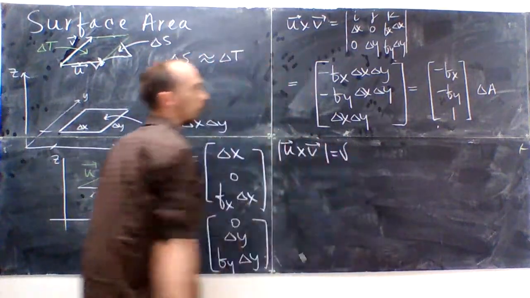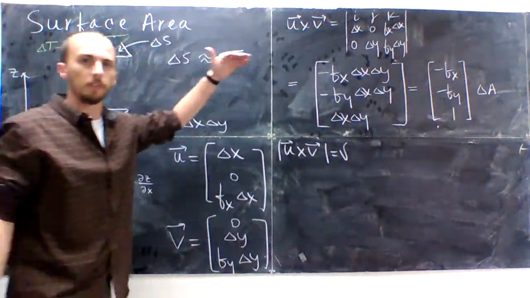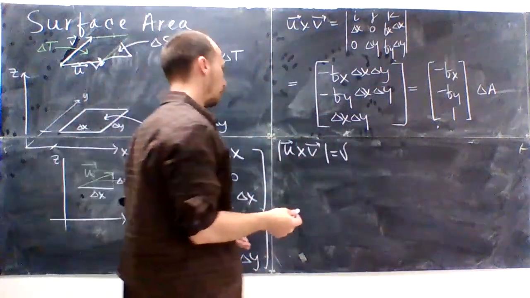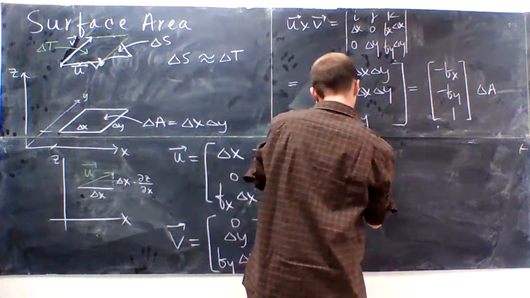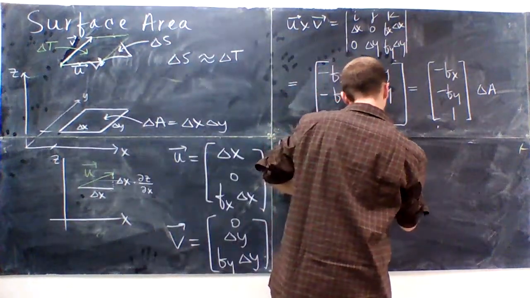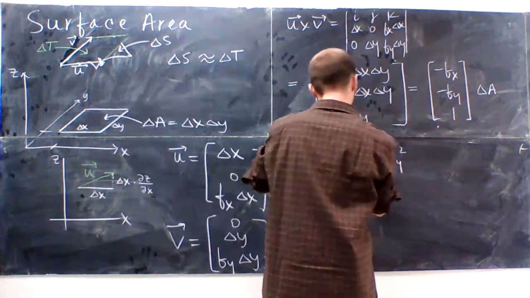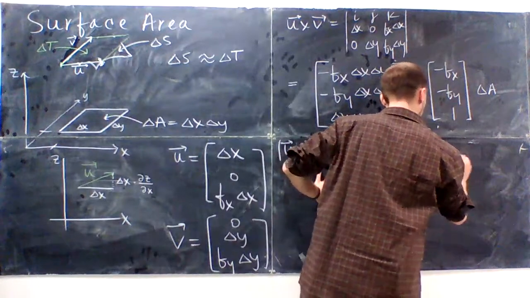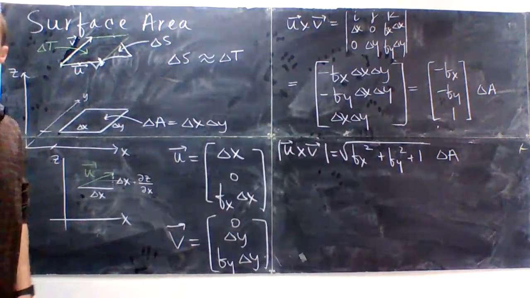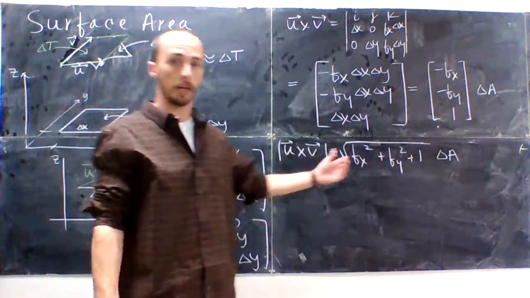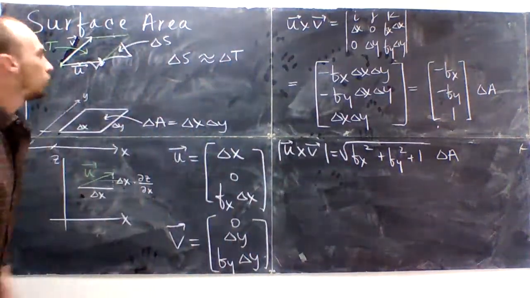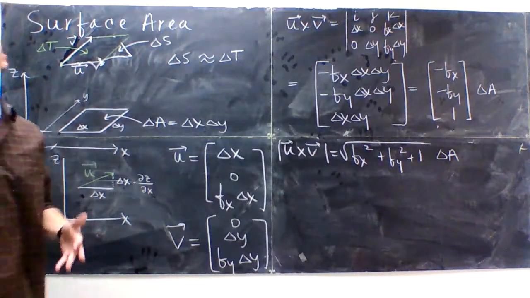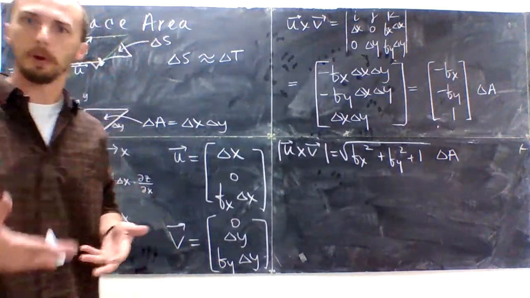is going to be the square root of, I'm going to square each of these things, there and there and there, add them together and take that square root. Okay? So it's going to be equal to the square root of fx squared plus fy squared plus 1 squared, times delta area. And this is starting to look like maybe an integrand, right? And so the idea is, this is just one very small piece of surface area. And if we wanted the total amount of surface area, we'd add up all of these small pieces.